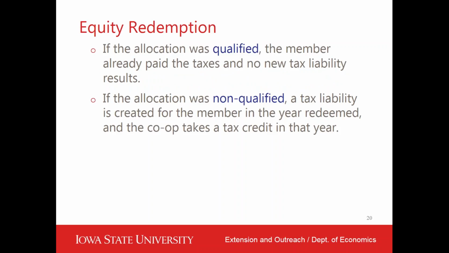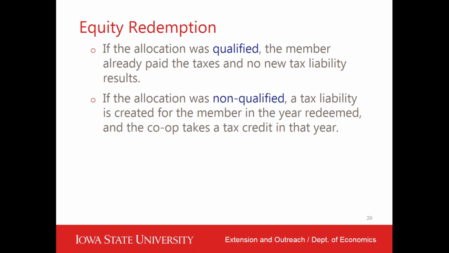When the equity that Sarah and Steve hold is redeemed, we have another potential for a tax liability. If the allocation was qualified, remember Sarah and Steve pay the tax on it in this year. If it was issued or announced in 2016, it would count towards their 2016 taxes. When it's redeemed to them, however long later that is, 10 years, 12 years, whatever that might be, there's no new tax liability generated as a result of that.